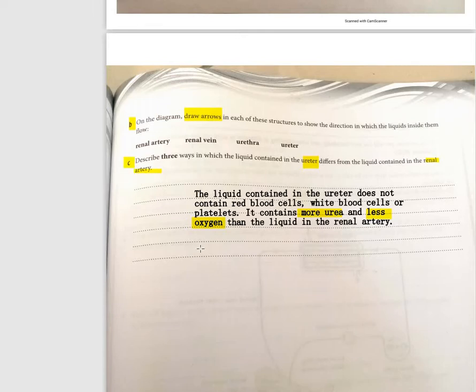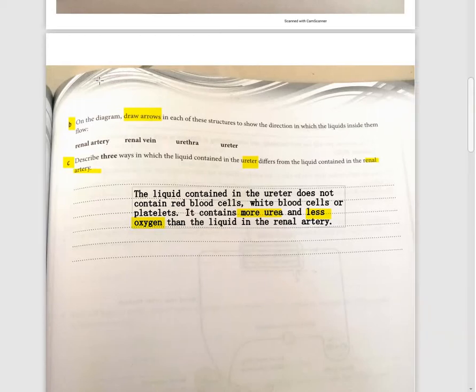Oh yeah, I forgot to mention, usually this kind of question is worth 2 marks, so I'll mention it here. It's usually worth 2 marks.